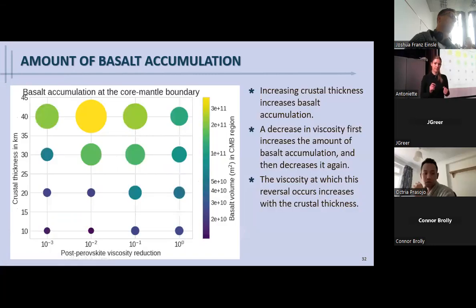So let's quantify this. These are the same models. Each model is now a dot, and the color and size of the dots represents how much basalt has accumulated at the end of the model run. And so we can see that the two parameters both affect this result. So if we look at the crust thickness, the bigger the crust thickness, the more basalt we accumulate. But for the post-perovskite viscosity, it's a little bit more difficult. So if we start from the same viscosity as bridgmanite and then go towards the left, we first accumulate more basalt. But then if we go even further towards the left, we accumulate less basalt. So something is apparently changing in these models.